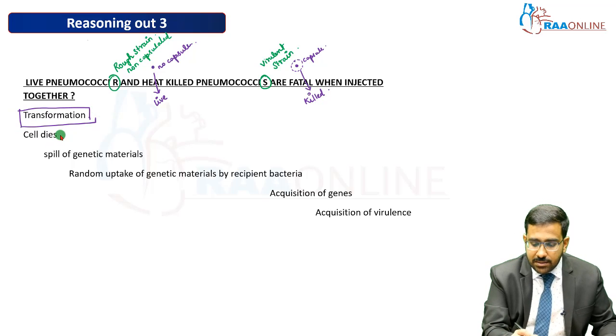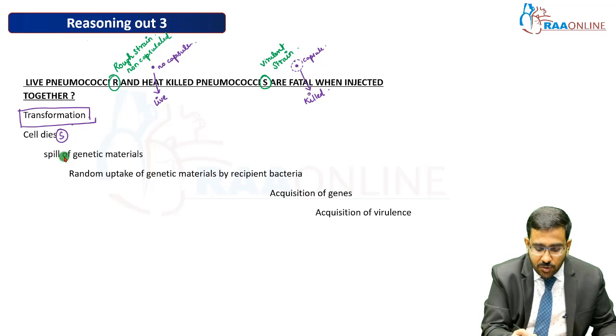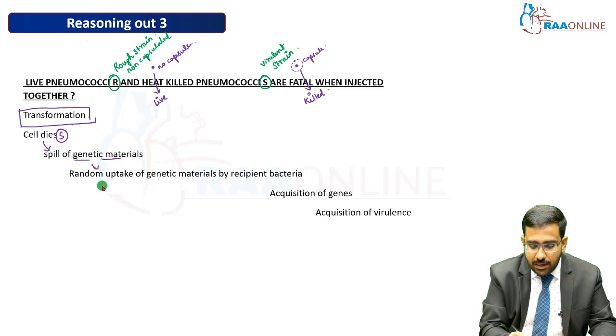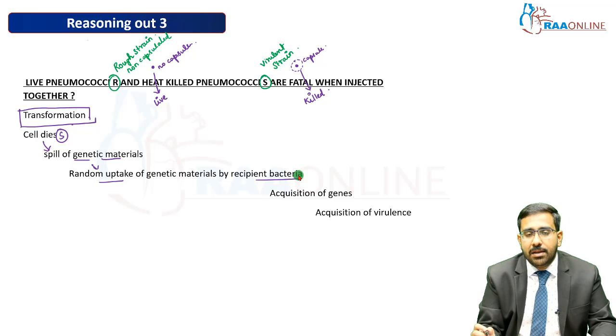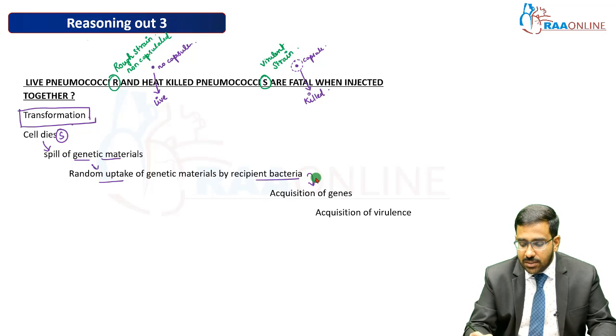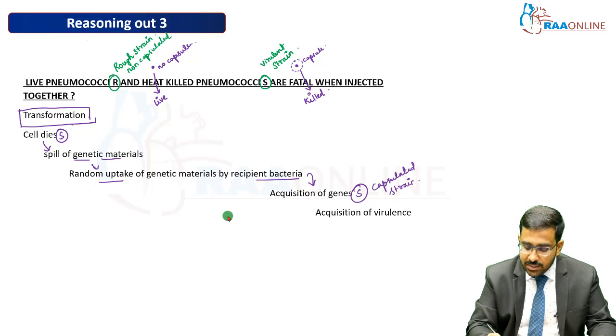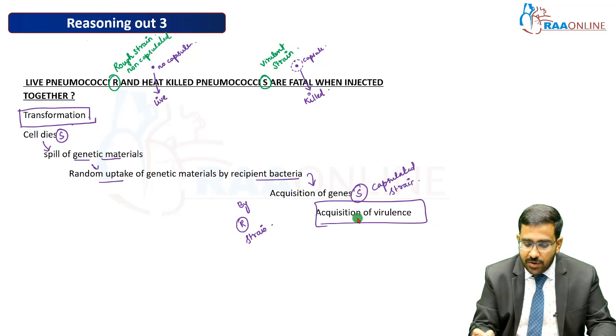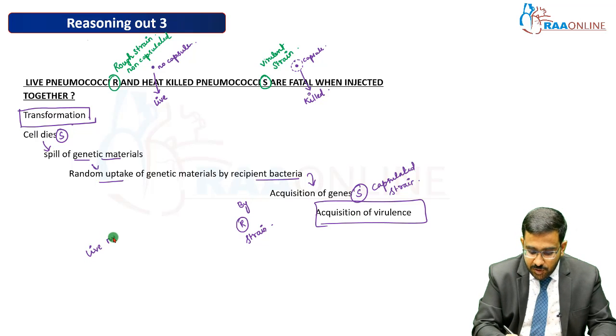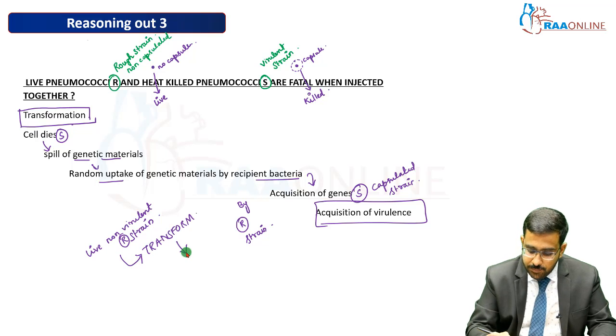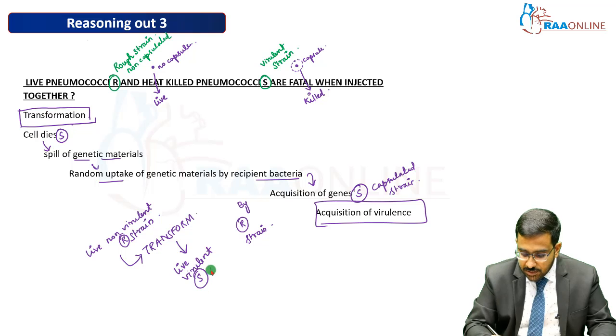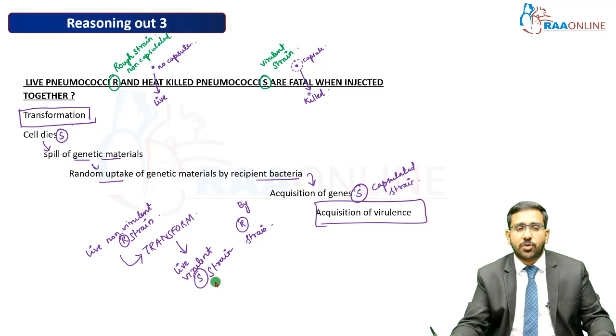Here the smooth cell dies, and there is a spill of genetic material. This genetic material gets randomly taken up by the recipient bacteria, and by this random uptake they acquire genes from the smooth strain, that is the capsulated strain. So this acquisition is by the rough strain, and they acquire virulence. Finally, the live non-virulent rough strain transforms into a live virulent smooth strain, which is the capsulated strain. So this is transformation.